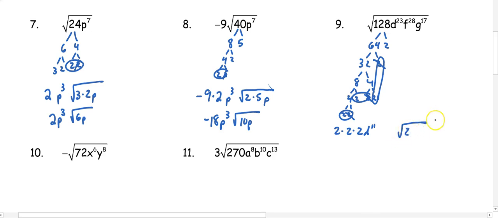F to the 28th is even, so we're just going to divide that in half and get f to the 14th. G is odd, so we're going to put 1 under the square root. 17 minus 1 is 16, divided by 2 gets us g to the 8th. So when I multiply 2 times 2 times 2, I get 8, d to the 11th, f to the 14th, g to the 8th, root 2dg.